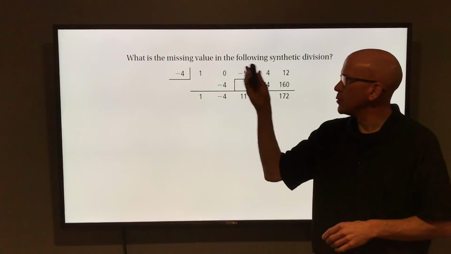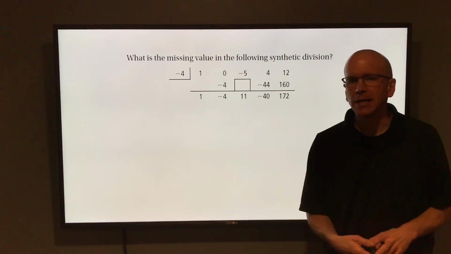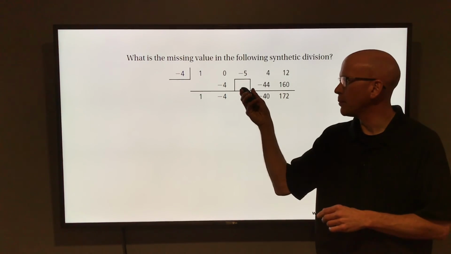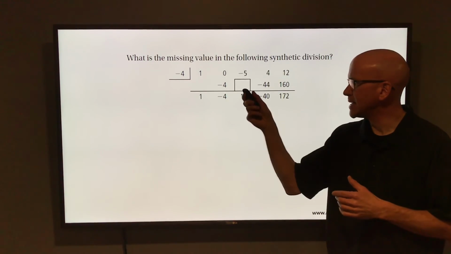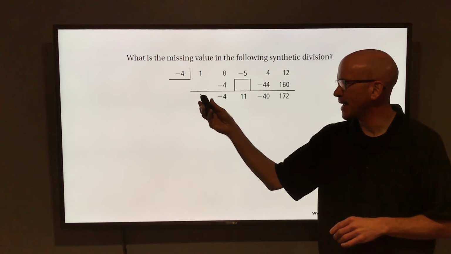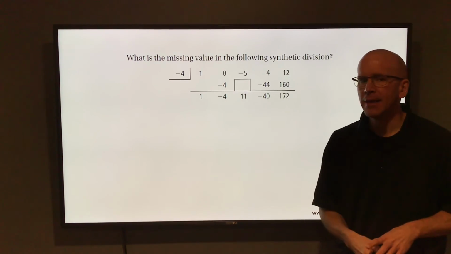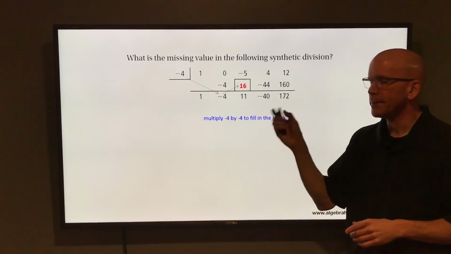What is the missing value in the following synthetic division? So imagine the process of synthetic division going on here. What number would go inside that box? So think about multiplying and adding. To get that space right there, we would go back to the box and we would multiply -4 by -4, and that should be a positive 16 in the box when you multiply. 16 is the answer.